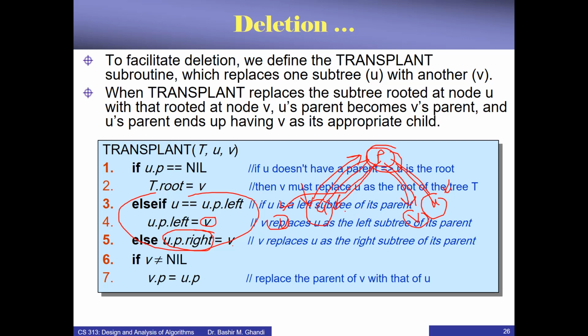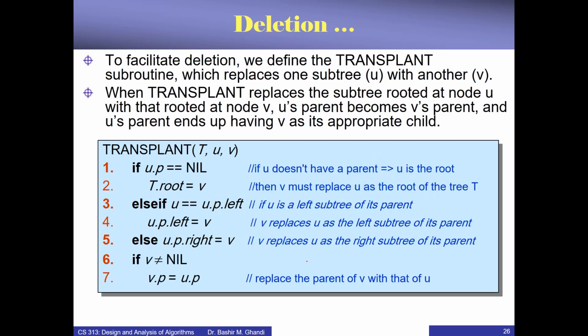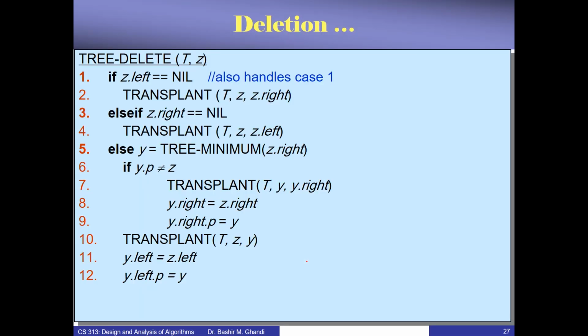Next thing is to set the parent of V to be the parent of U. So we are saying here, if V is not nil, V dot parent becomes U dot parent. So V will point to the parent of the former parent of U as its new parent. This is basically what the transplant procedure is doing. And with that, we can now have the deletion routine.